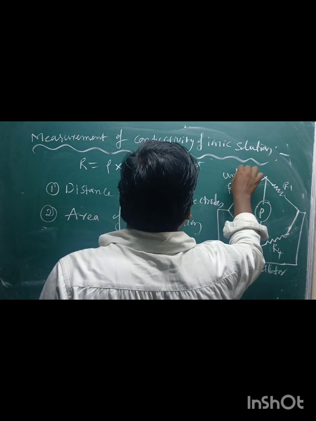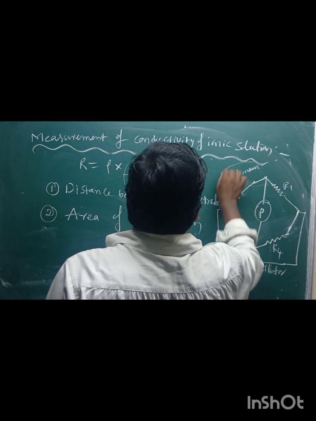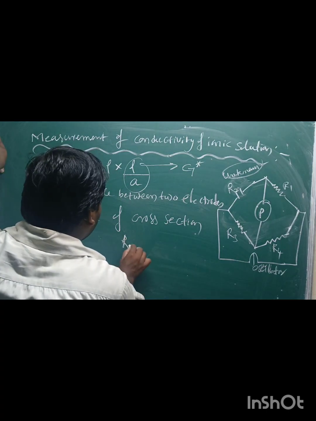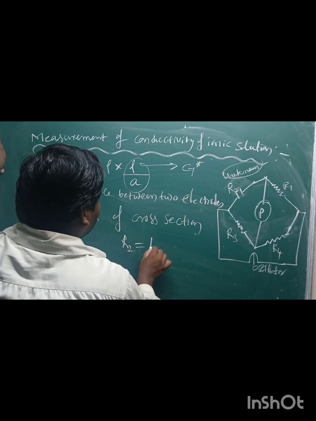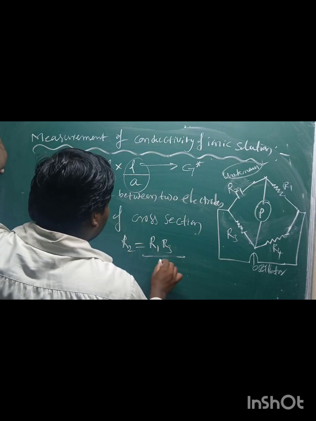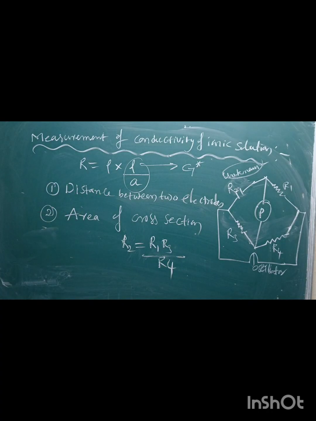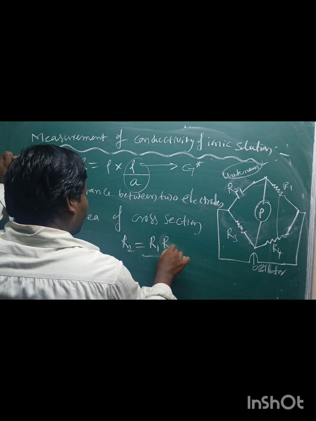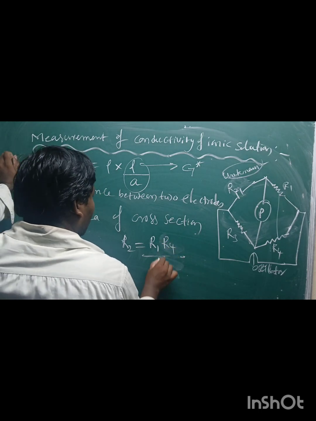How to measure this unknown resistance? The unknown resistance R2 can be calculated as R2 is equal to R1 into R3 by R4. This is the formula. The opposite ones are multiplied: R1 into R4 by R3.